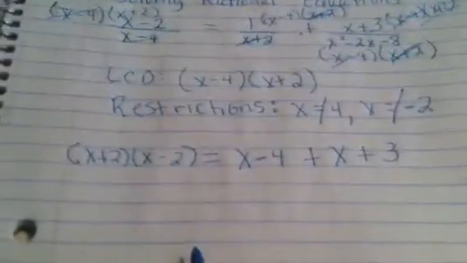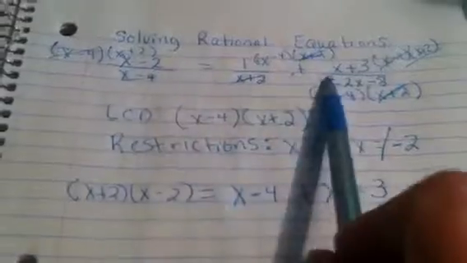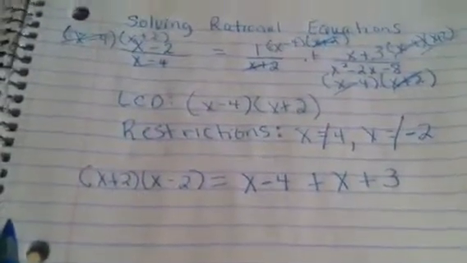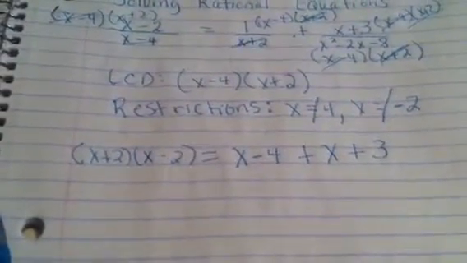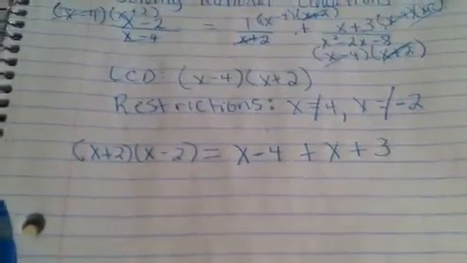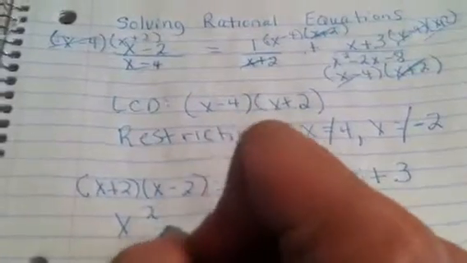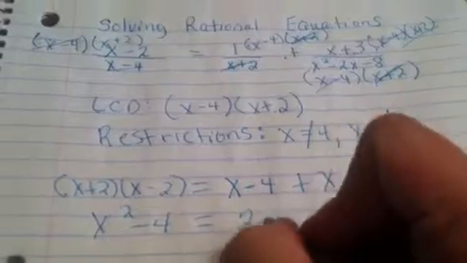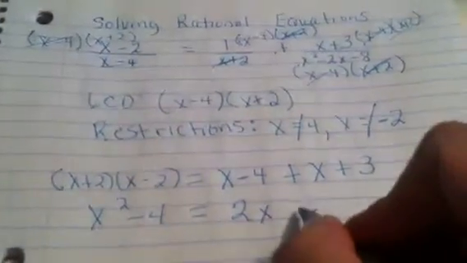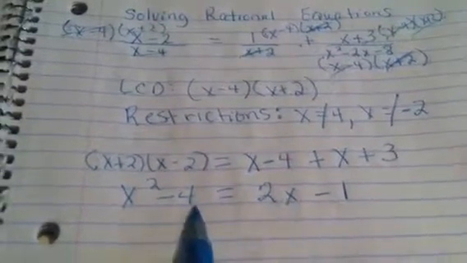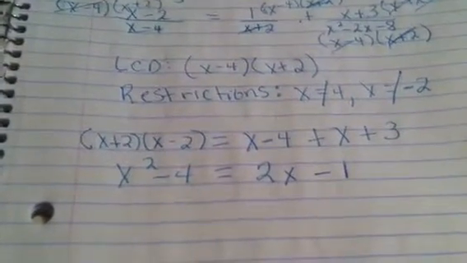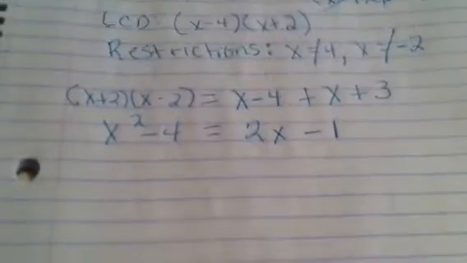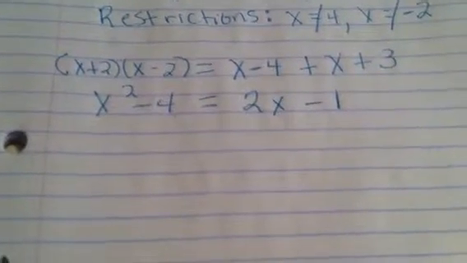So now we have a much friendlier equation to solve than what we started with. Anytime you multiply through by the least common denominator, if you've done it correctly, you're not going to have any more fractions. Multiply x plus 2, x minus 2 to get x squared minus 4, and on this side let's combine some like terms, and we're going to get 2x minus 1. Now anytime you have an x squared, an x to the first, and constants involved, you need to get yourself on the same side. Everything needs to be on the same side so you're set equal to 0.